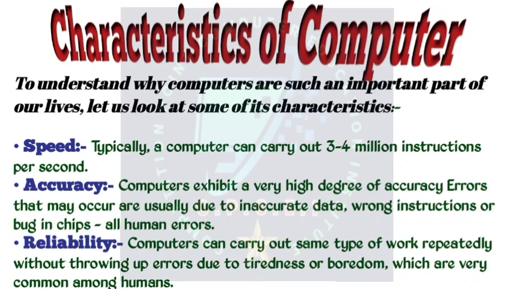Characteristics of computer. To understand why computers are such an important part of our lives, let us look at some of its characteristics. Speed. Typically, a computer can carry out 3 to 4 million instructions per second. Accuracy. Computers exhibit a very high degree of accuracy. Errors that may occur are usually due to inaccurate data, wrong instructions or bug in chips, all human errors.